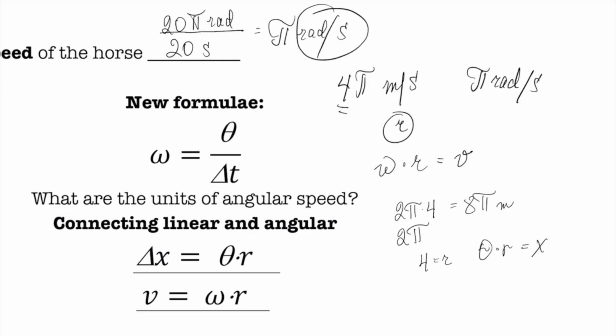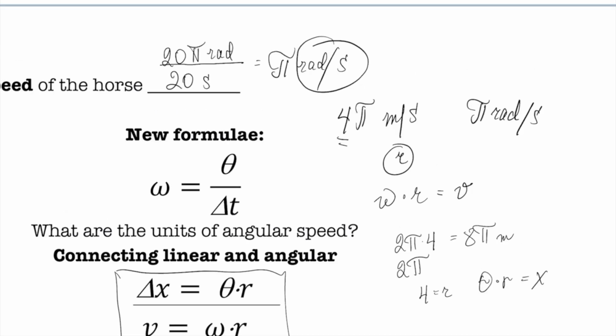These two formulas right here are connecting our linear and angular terms. Distance in linear terms equals distance in angular terms times radius. Speed in linear terms is angular speed times radius.